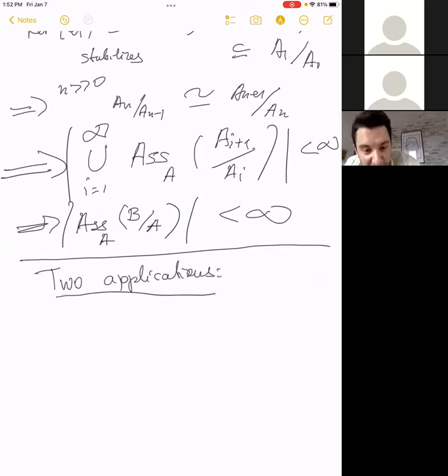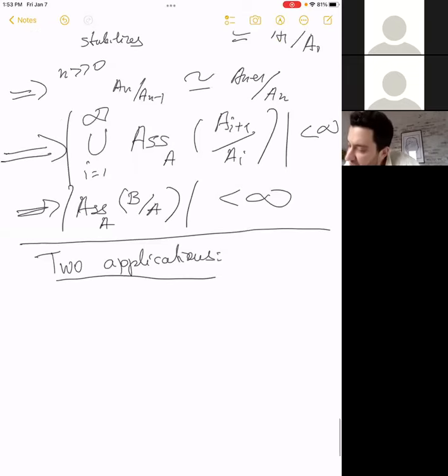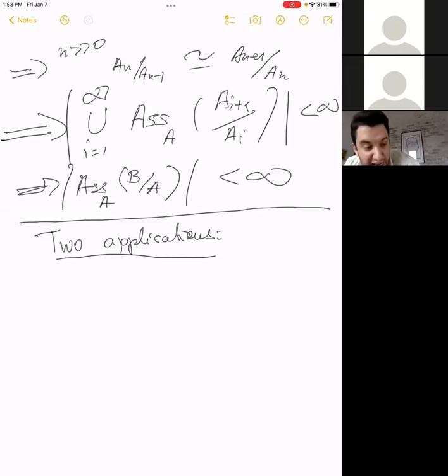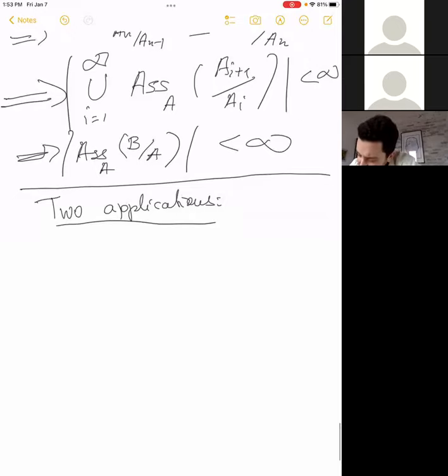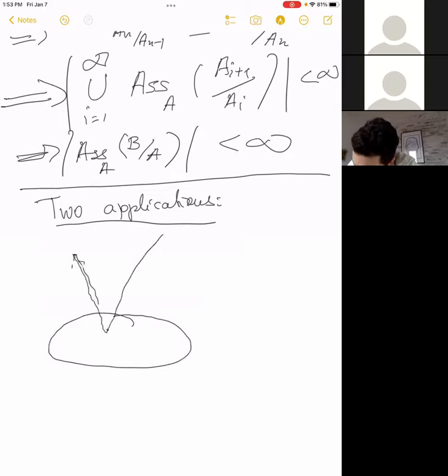One of these applications is to singularity theory. I'm not going to state it here, I'm just going to visualize it briefly. I'm sorry, I'm not going to give all the details because we don't have time, but the situation is the following. You have some parameter space, and you have a family of singularities.